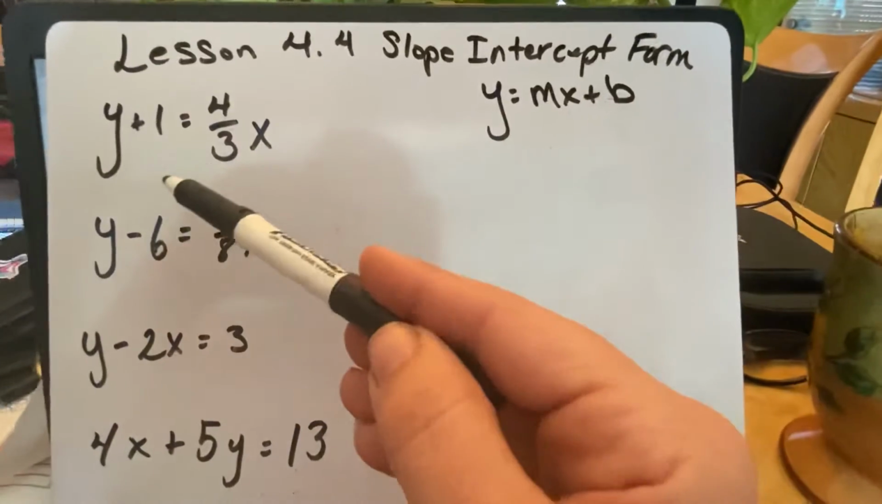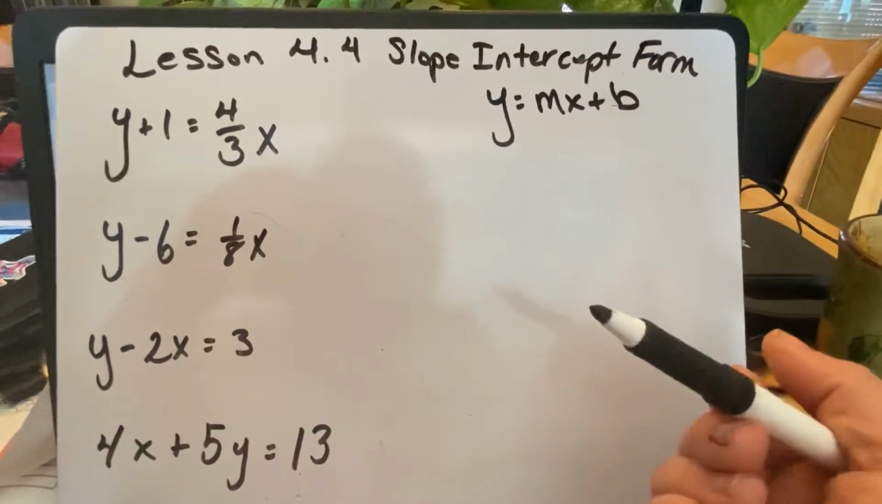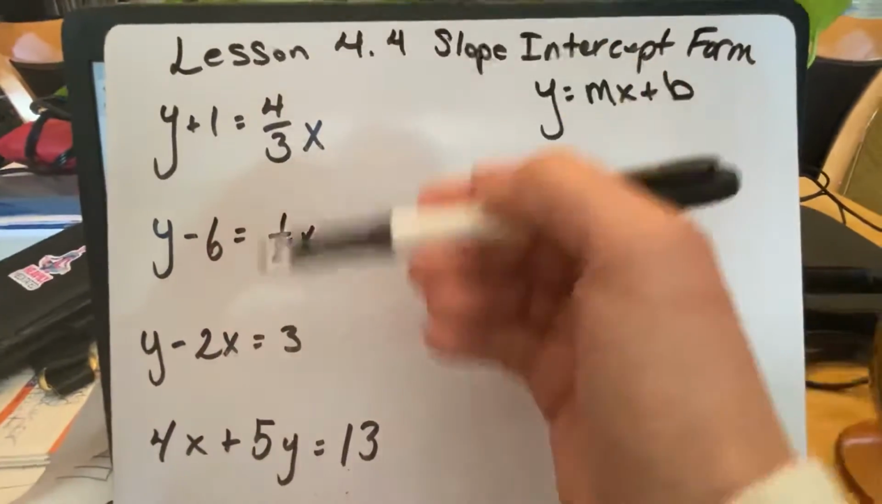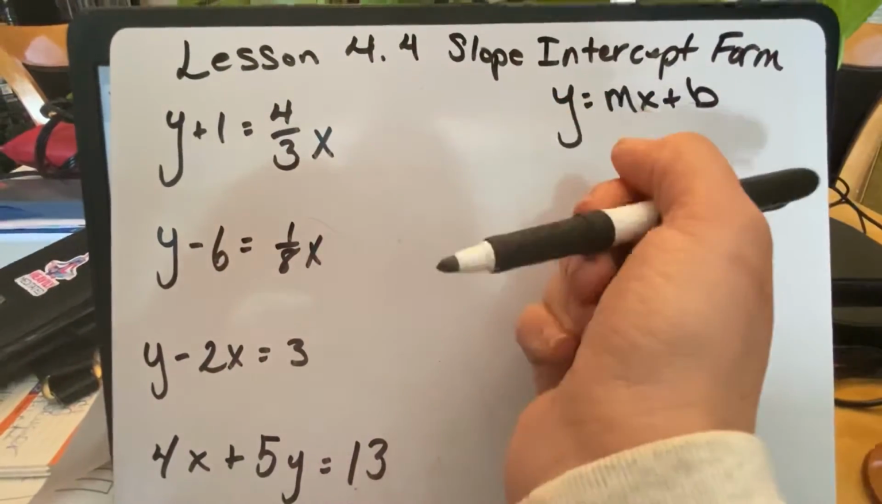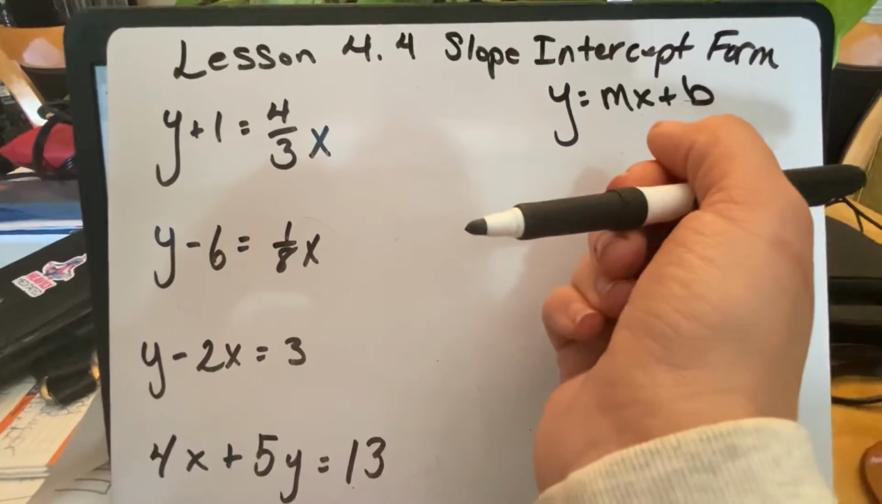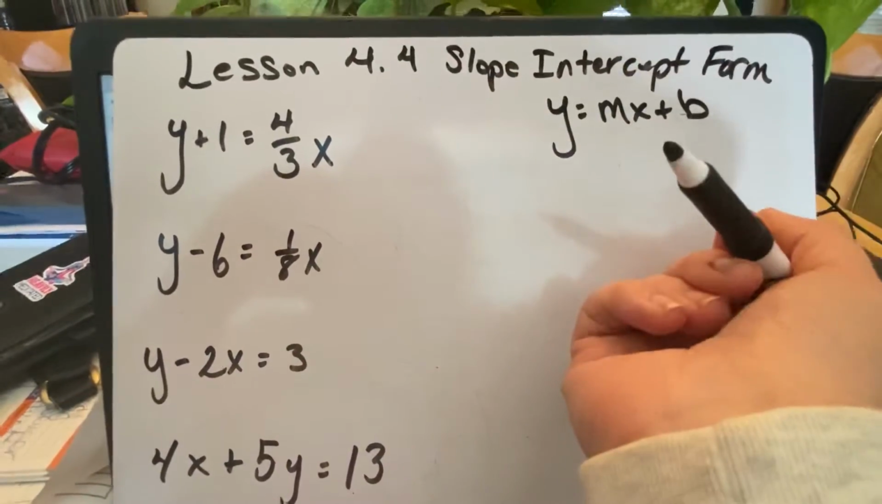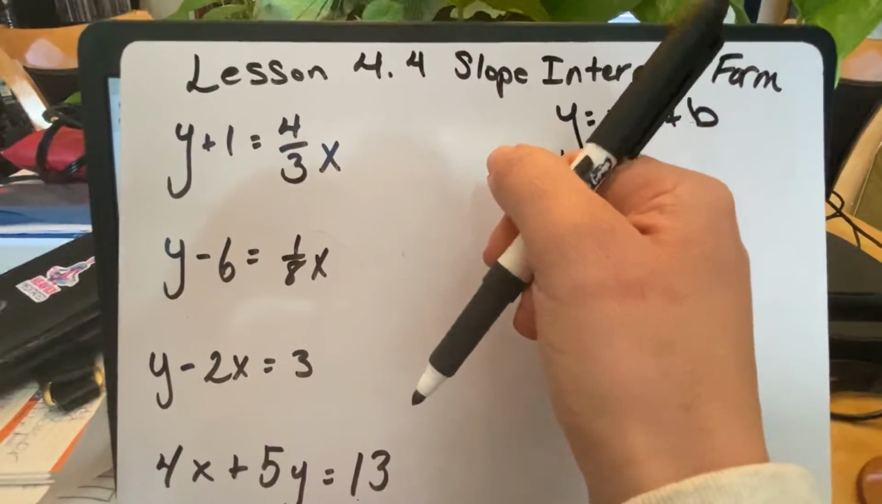Okay? So sometimes equations are in slope-intercept form and sometimes they're not. So we're going to go over a couple of these. You have these in your assignment today. So we need to get the y by itself in order for it to be in slope-intercept form, and then we can identify the slope and the y-intercept for graphing.